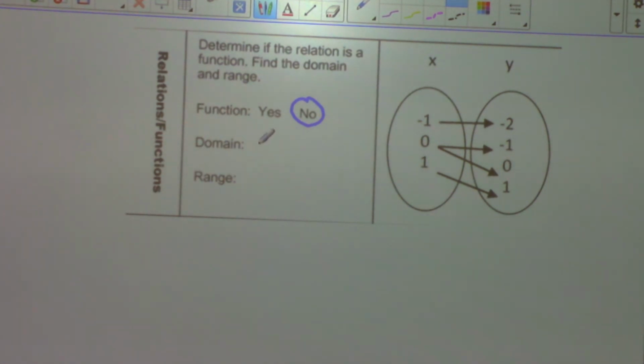Okay, what is our domain of this thing? Okay, negative 1, comma, 0, comma, 1, right? And what is our range? Negative 2, negative 1, 0, 1. Okay, good. Let's go on to the next one.